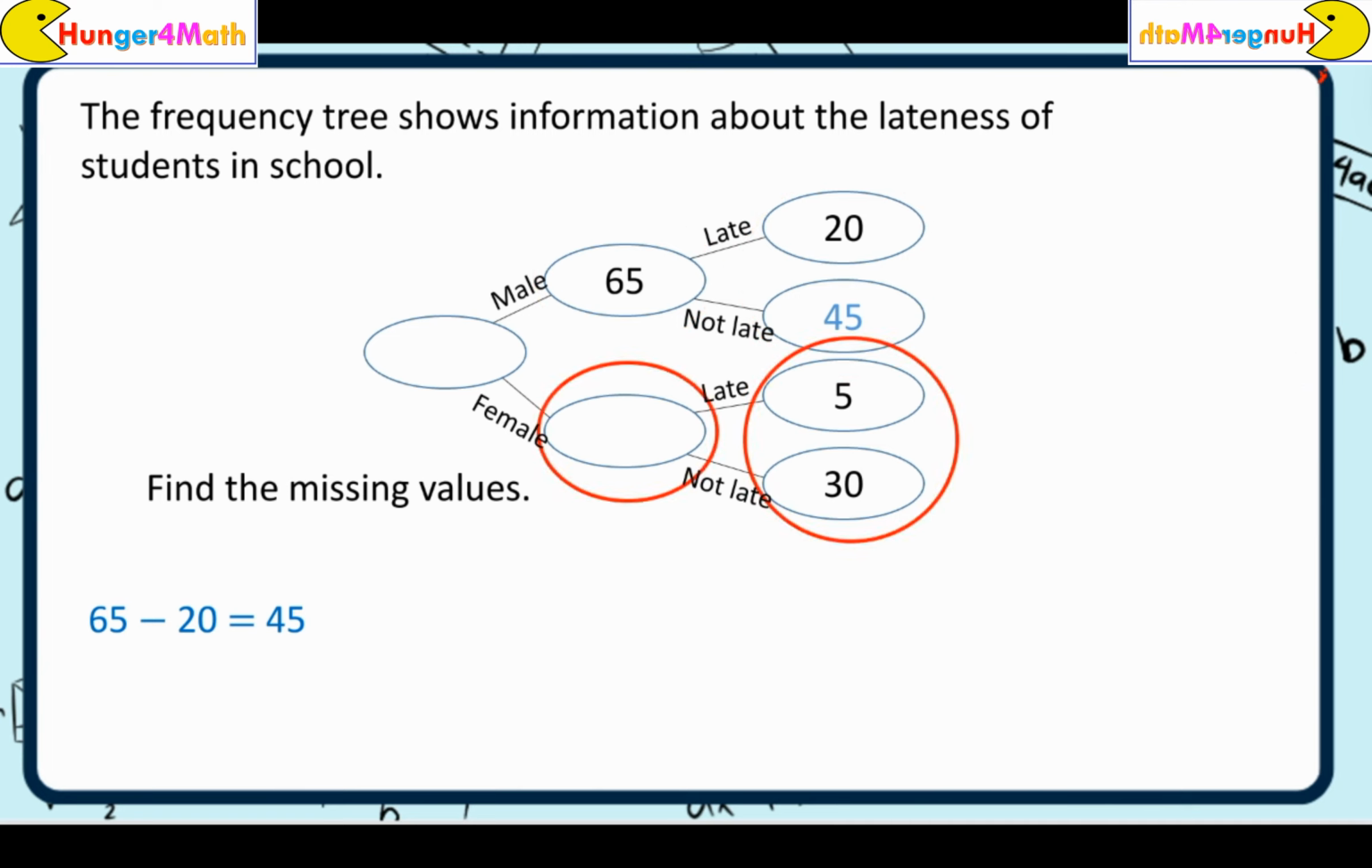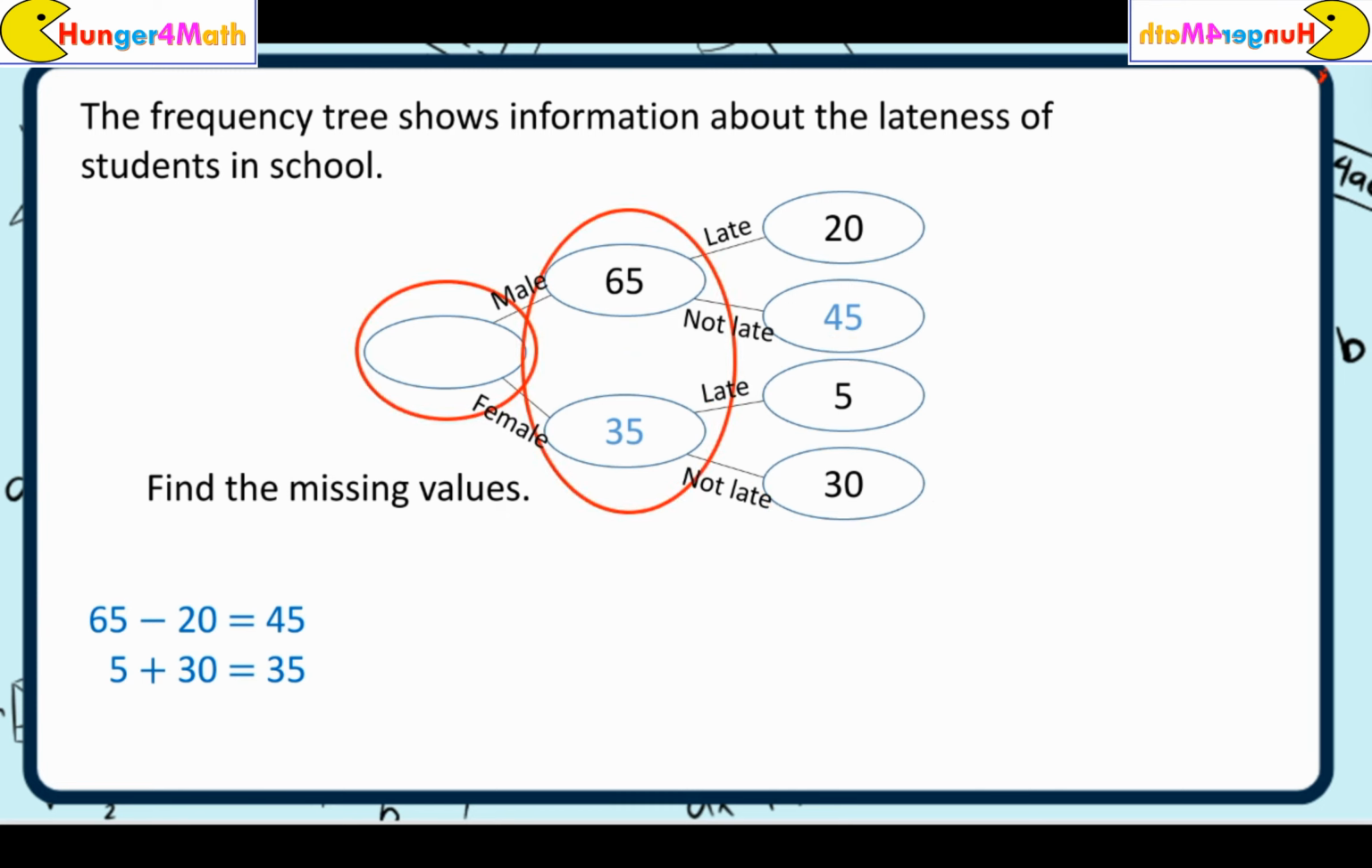And for this section, the female students is missing, but we have the late and not late, which is 5 and 30. So to find the total number of students for female, we will add 5 plus 30, and that is equal to 35. So the total number of students for female is 35. And for this section, we have to find the total number of students. Male and female are given, which is 65 and 35. So we will add 35 plus 65, and now we have a total of 100 students in school.